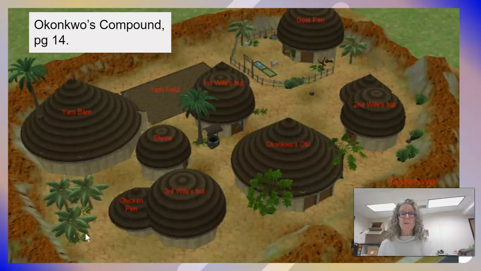It could be the structures. So this counts as Okonkwo's compound. That's one of the elements that is referenced, and it's a big deal that as they describe this to you and kind of showing you his wealth and what he has accomplished.